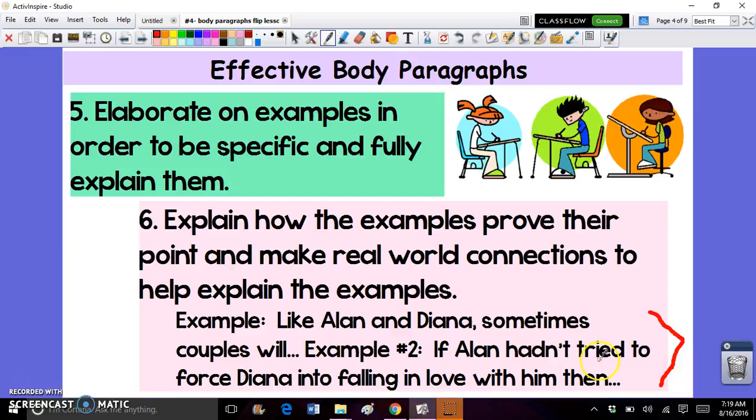Or it could be like this. If Alan hadn't tried to force Diana into falling in love with him then... And we know that this is one of the best ways to analyze, it is the what-if strategy. What if this hadn't happened? What if the author hadn't used that word, hadn't used that figurative language? What if the character hadn't done that? How would that change the text? And then use that to compare with what actually happened. And this will give you some really deep analysis and deep thought.